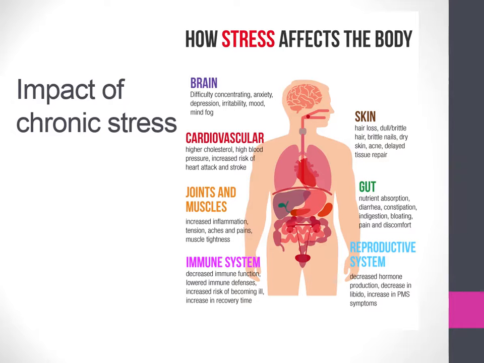Chronic stress affects many parts of the body, including the brain, the cardiovascular system, joints and muscles, skin, the gut, and the reproductive system, as shown in this diagram. It also affects the immune system. The immune system is remarkably responsive to psychological influences. Stressors can cause hormones known as glucocorticosteroids to flood the brain, wearing down the immune system and making it less able to fight invaders.